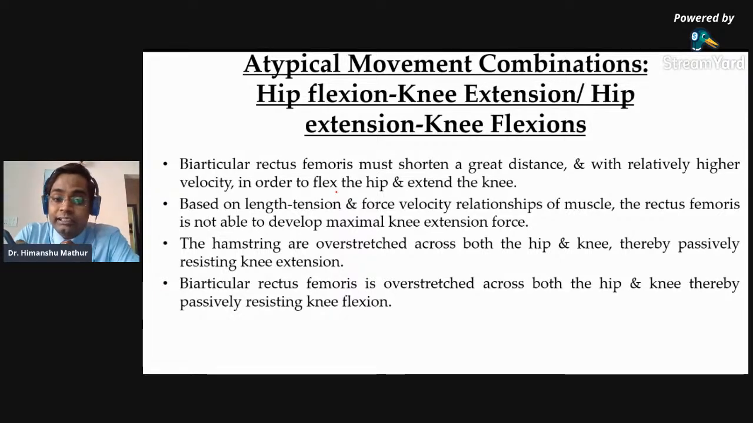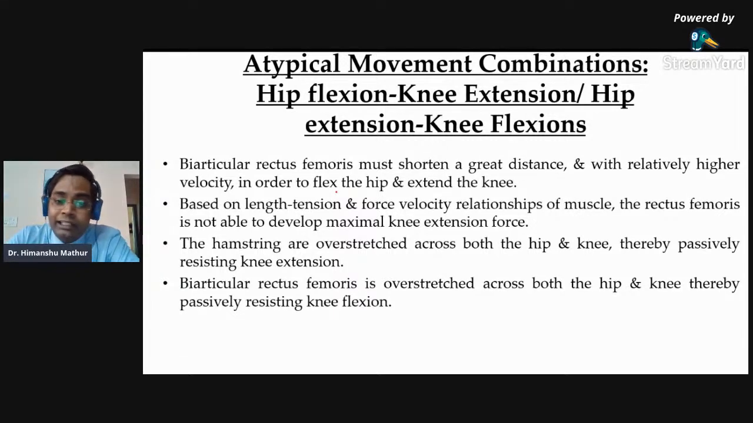Now, based upon the length-tension and force-velocity relationships of the muscle, the rectus femoris is not able to develop a maximum knee extension force. Now we know that earlier also we have seen that the cross-sectional area of rectus femoris is relatively less as compared to the vastus group. This is another reason why it is not able to generate a sufficient amount of extension torque at the knee joint. Then because of the flexion of the hip joint, the hamstring gets overstretched both at the hip joint and the knee joint, and thereby it eventually causes flexion or resists the motions of extension.